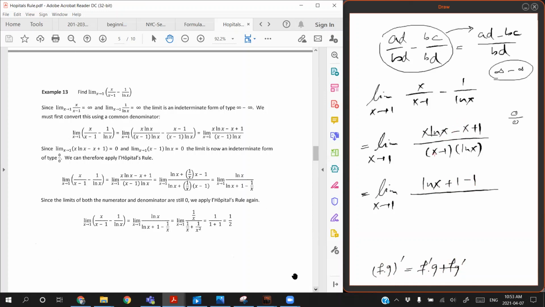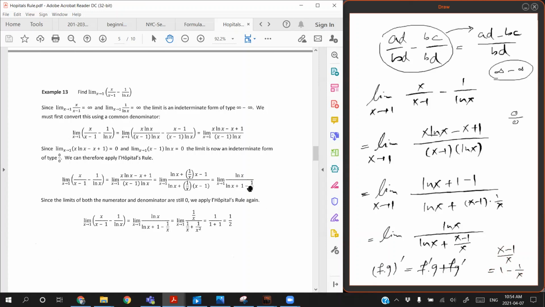And at the bottom, I have another product. So I have to use the product rule. The derivative of this is 1 times ln of x plus this function, x minus 1, times the derivative of ln of x, which is 1 over x. Let's simplify this. We get limit of ln of x on top. At the bottom, we have ln of x plus x minus 1 over x, which I can also write as ln of x plus 1 minus 1 over x, because x minus 1 over x is equal to 1 minus 1 over x.